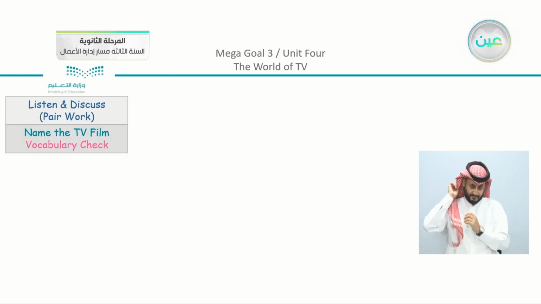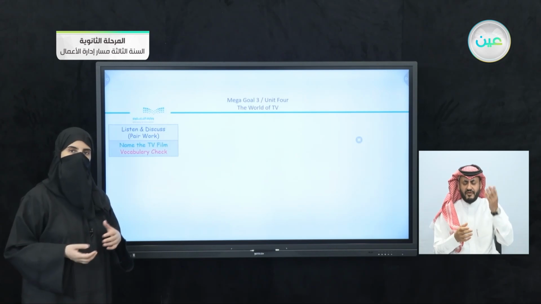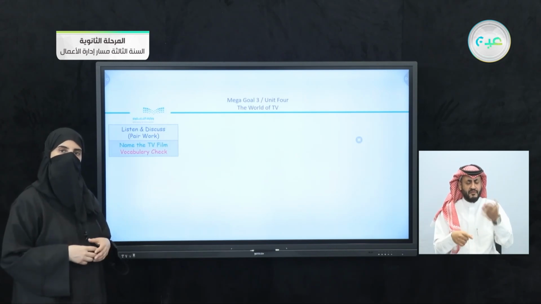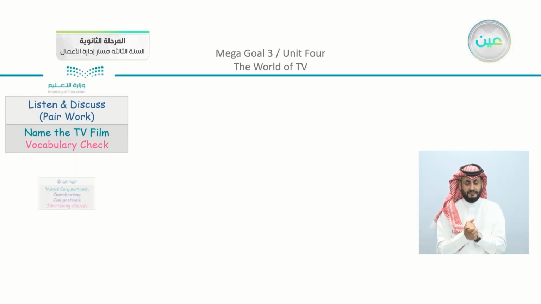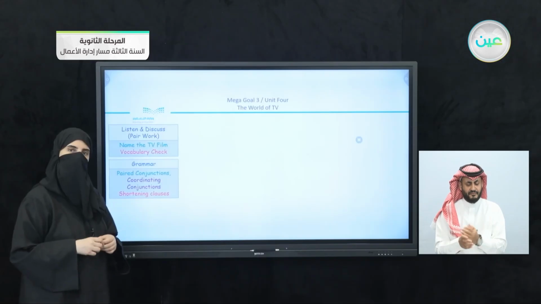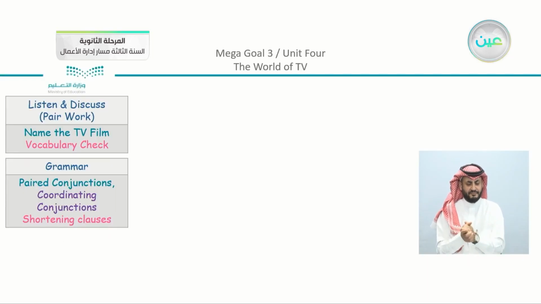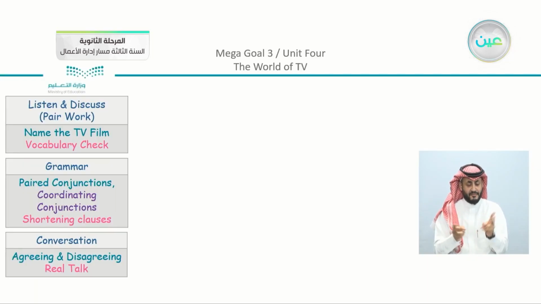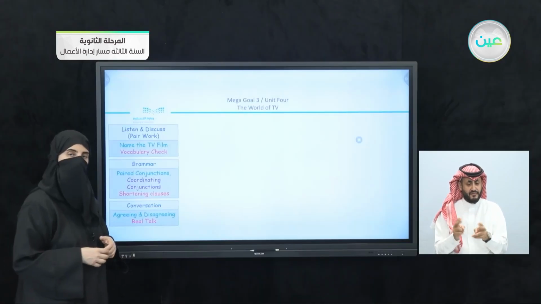We studied the listen, discuss about name the TV film, if you recall, and we have your vocabulary check. Now, do you remember when we guessed what are the names of the movies that we read about and listened to? Also in the grammar, we had the paired conjunctions. Now we had different conjunctions. We have coordinating and paired. We also shortened clauses. The conversation was about agreeing and disagreeing. And of course, we had our real talk part.